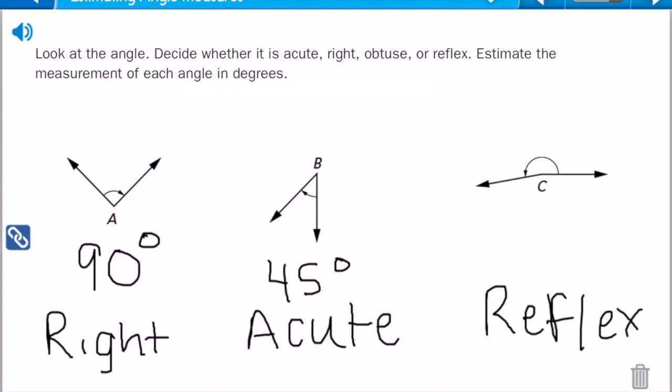And so I know that it's a reflex angle because one hint is that I see an arrow going around. And I also know that it's more than 180 because, look, if it was 180, it would be a straight line, but it's just a tiny bit more. So, to me, my estimate is probably going to be around 190 degrees. So that's what a reflex angle looks like. An example of one.